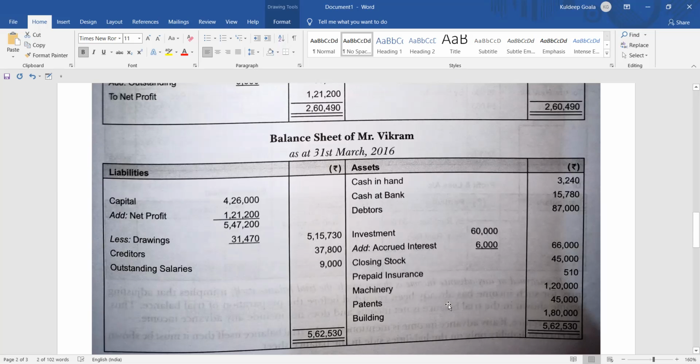Now making the total of the debit and credit side, we can see the total is 5,62,530, 5,62,530. The totals of both sides are matching, right? So that means we can say that arithmetically our sum is correct. Okay. So this is the first question of your final account for sole proprietorship with adjustment. We'll solve many more sums on that.